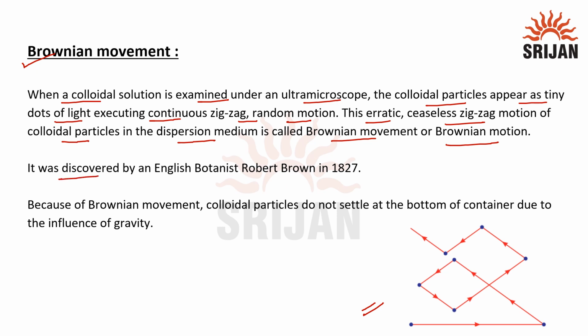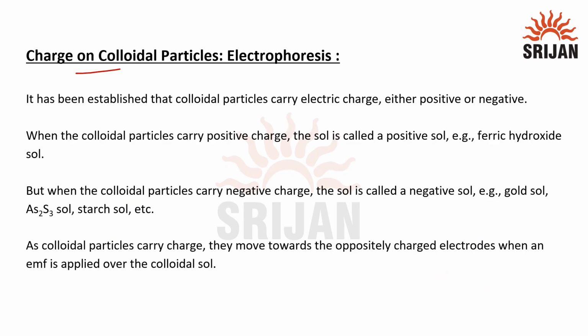It was discovered by an English botanist, Robert Brown, in 1827. Because of Brownian movement, colloidal particles do not settle at the bottom of the container due to the influence of gravity. Next is charge on colloidal particles, electrophoresis.